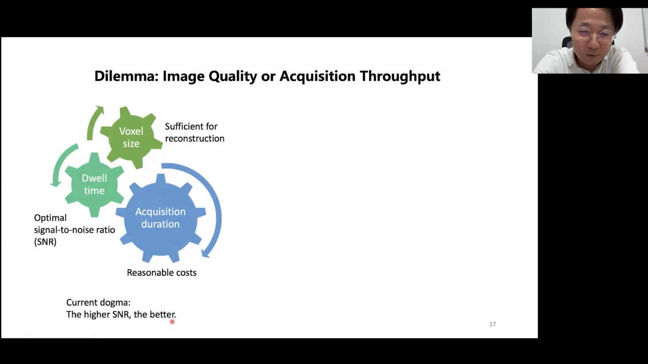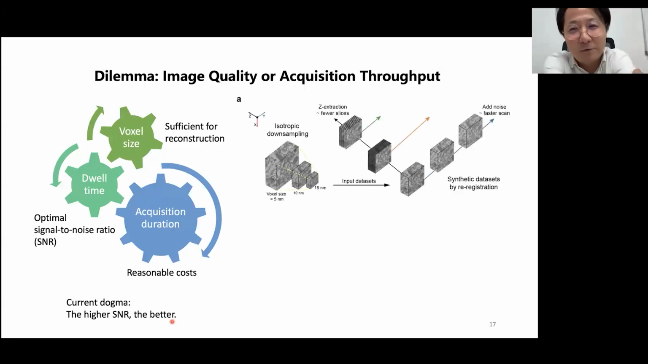But if that is true, we just want to simply test that. So we use a public FIB data set with a voxel size of 5 nanometers, and we downsample it gradually to 10 and to 15. And then we use re-registration, either by taking out slices every 2 or every 3, or we add synthetic noise to these blocks.